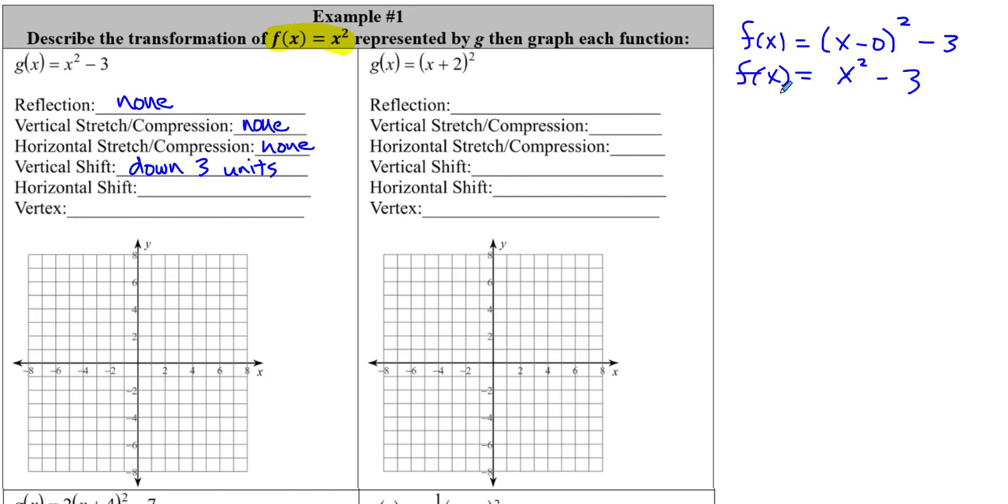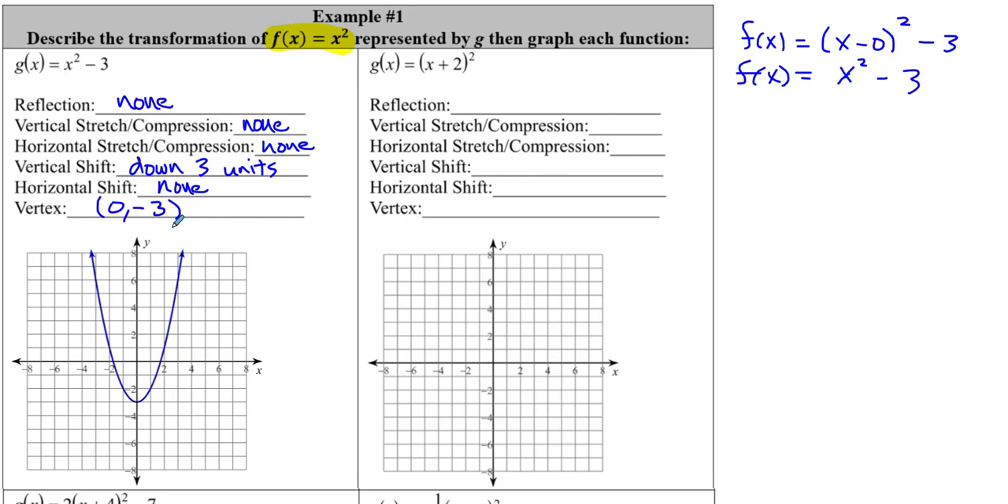Okay, and then we said there was no value going on inside of that parentheses because that's what gave us our x squared. So we have no horizontal shift. Okay, and if we have no horizontal shift, we know that we have an x value of 0, right? And then we have our vertical shift up or down. This gives us the y value of our vertex, so that is really easy to see as -3.